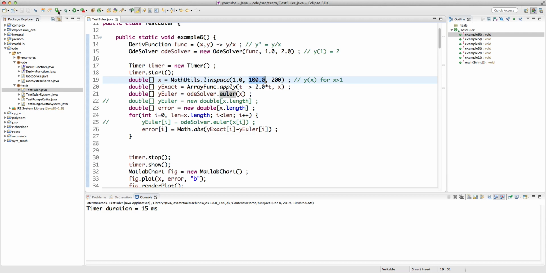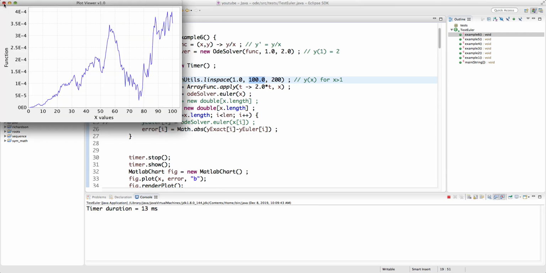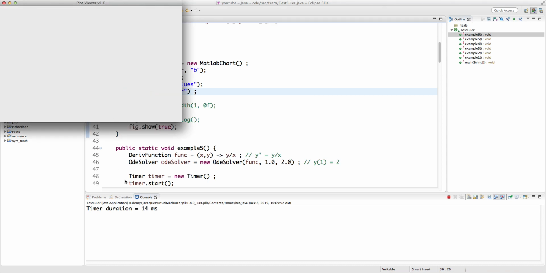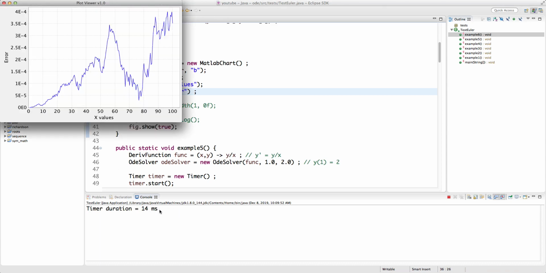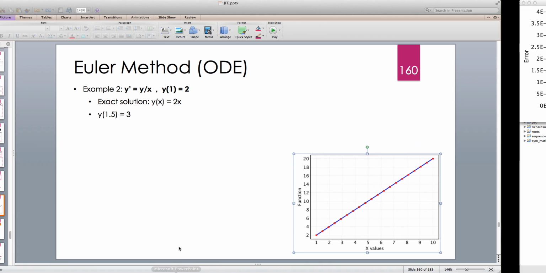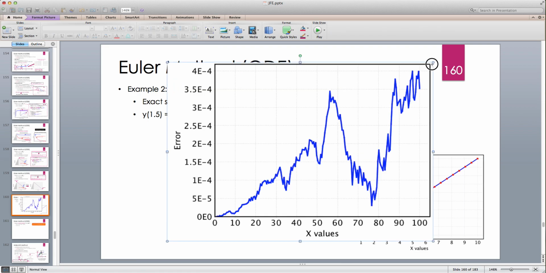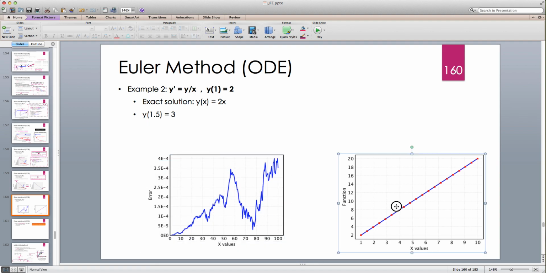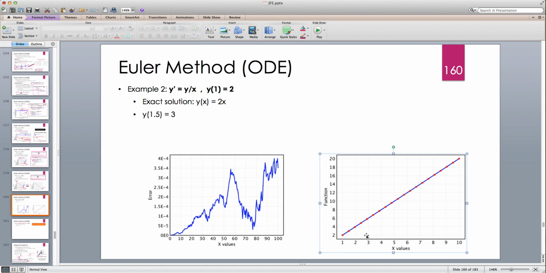So let me just plot this. x values, let's call this error. And it's always pretty fast. It doesn't take much time, like 10 to 14 milliseconds. And let's copy this, put this in the PowerPoint. So this is our error. And this is the evaluation of the function from 1 to 10. And we always see that there is a good match between the exact solution and the accelerated Euler method.